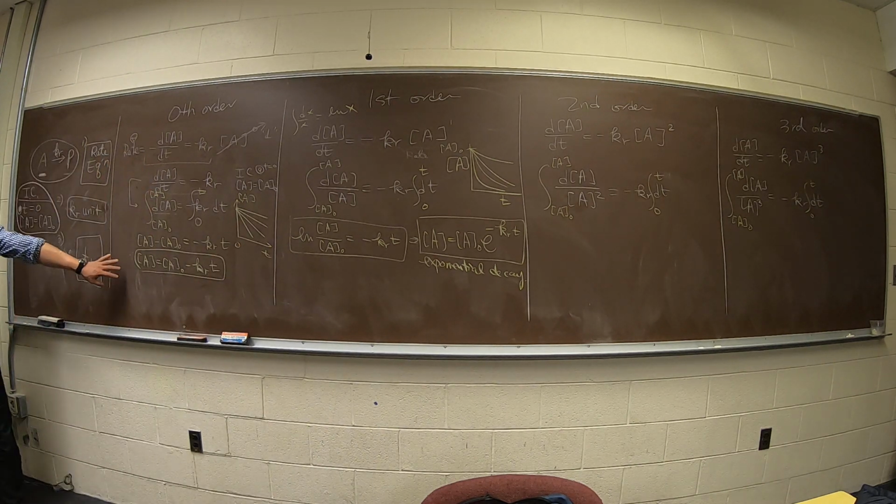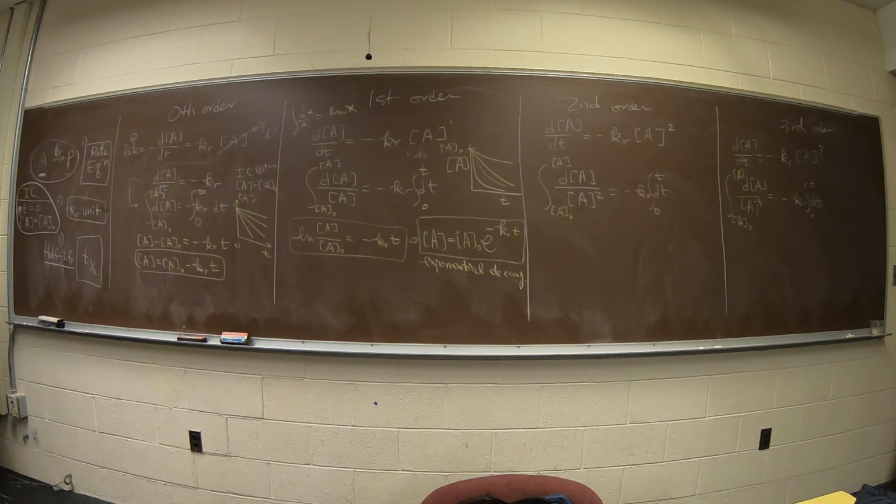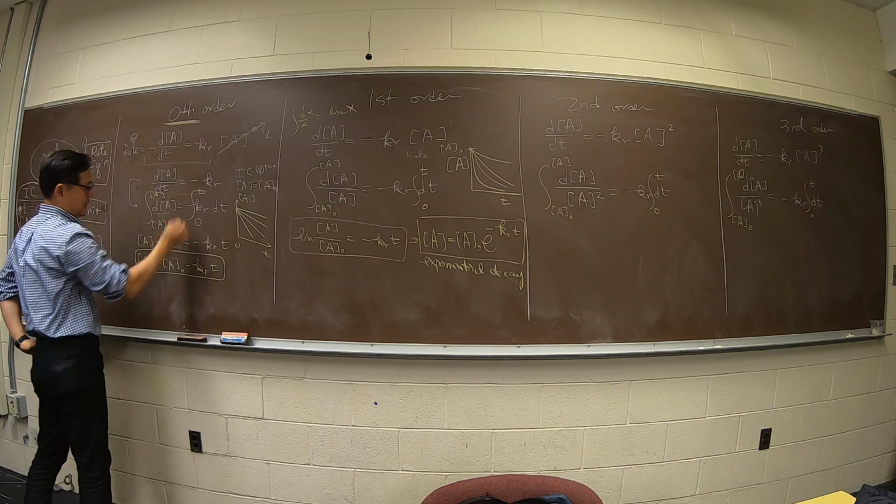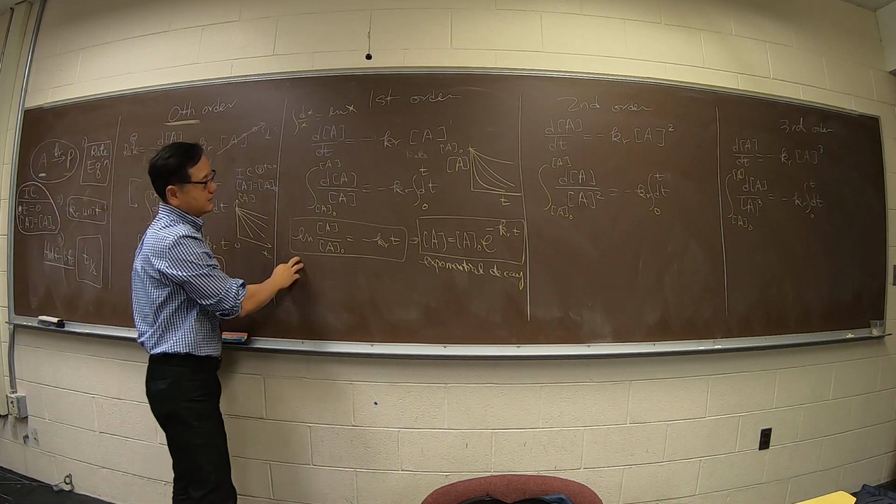So the one that I put in a box is the one that represents this. Okay. So 0th order, yeah, I can do that. 1st order, I can do this.